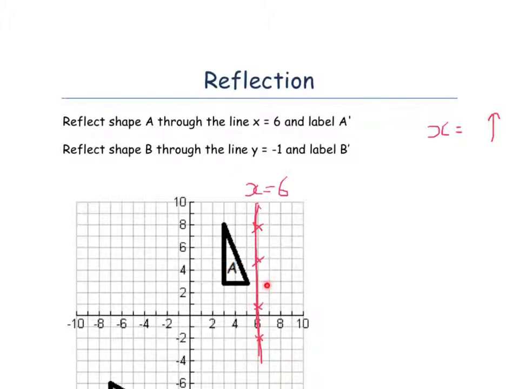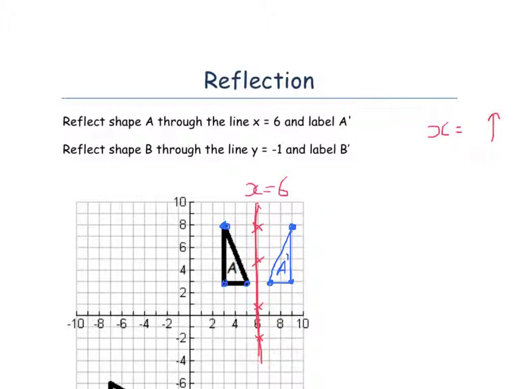place. However, if you haven't got tracing paper, which you can ask for in the exam, then you can count how far it is away from the line. So this point here is 1 square away from the line, so it means it's got to be 1 square away on this side. Likewise, this one here is 3 squares away, so it's got to be 3 squares on this side. And the final point, that is 3 away, so it's got to be 3 away on this side.